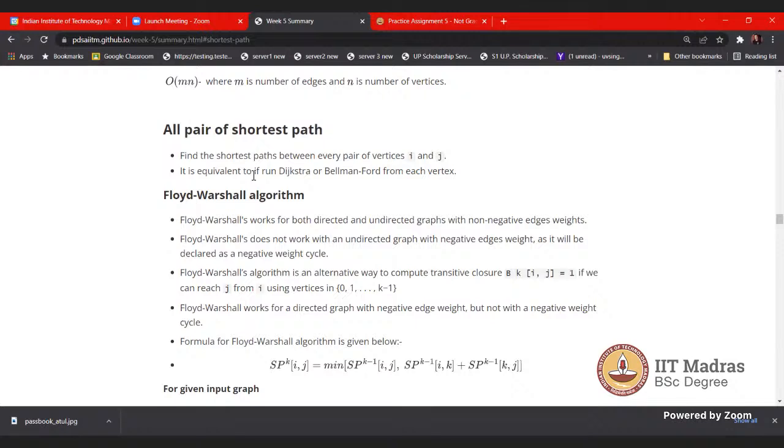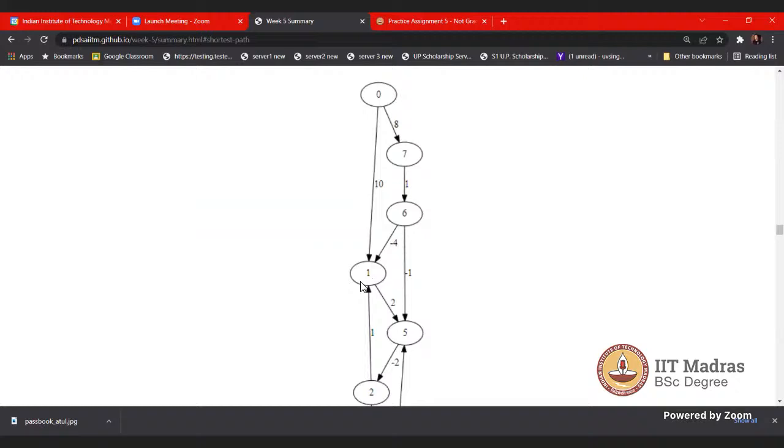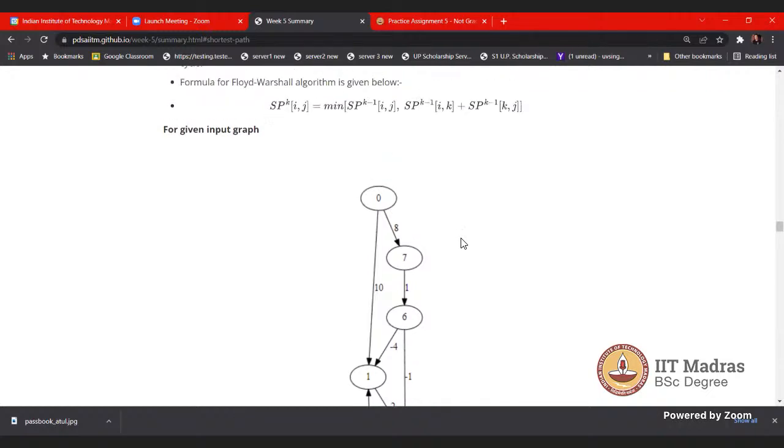For example, in this graph, if we want to find the shortest path from 1 to 2, it will return it. If we check the shortest path from 7 to 2, it should be returned by this algorithm. Basically, if we find all pair shortest path using Dijkstra's algorithm, we have to apply Dijkstra's algorithm on every node as a source node. Once we apply Dijkstra's algorithm on 0, then 7, then 6, then 4, we can find this all pair shortest path information.